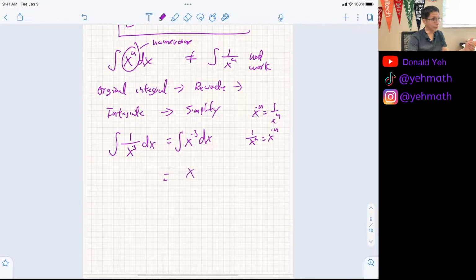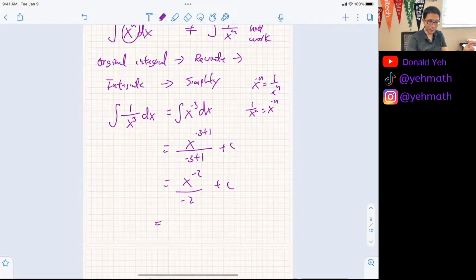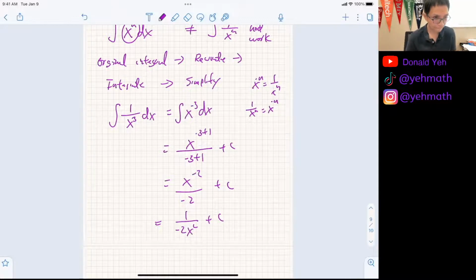Now, can I integrate this? It's x to the -3 plus 1 over -3 plus 1, plus c. So it'll be x to the -2 over -2 plus c. Now I have to simplify it too. If I simplify it, it's going to be 1 over -2x squared plus c. If you don't believe me, take a derivative of this and see if it's right. No, we believe. Yeah, I'm chilling without checking that one. We have faith. Are we okay here? Yeah.